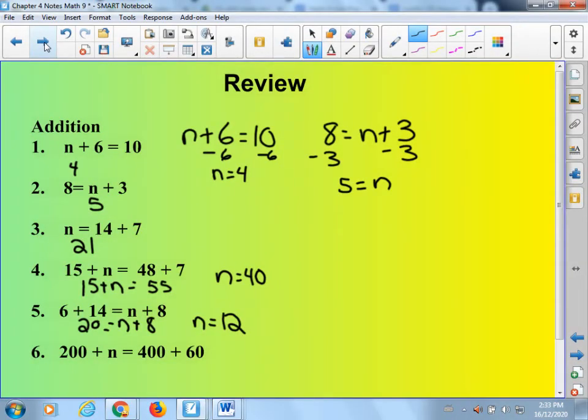And the very last question, I am going to simplify what I can. 200 plus a number is equal to 460. So the opposite is to subtract 200 from each side, which means that n is equal to 260. Okay, so if you're not sure how to solve algebraic equations with opposite operations, please let me know. I can provide extra videos or extra worksheets and practice that you can go through, or if we need to meet one-on-one, we can do that as well.